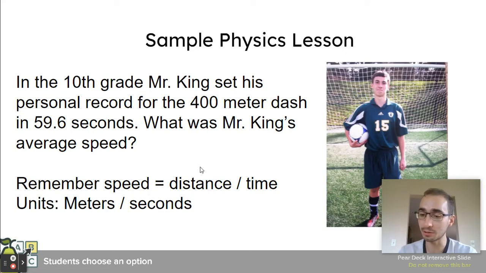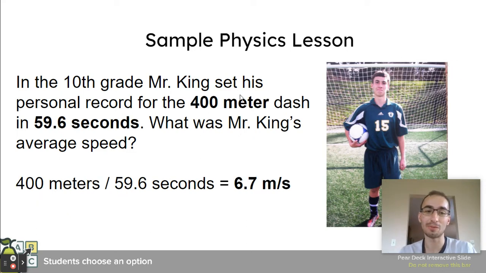Now to compare Usain Bolt to your average Joe. In the 10th grade, Mr. Keene set his personal record for the 400-meter dash in track in 59.6 seconds. What was Mr. Keene's average speed? Remember, speed is distance divided by time. If you put it in your calculator, take the distance divided by time. Yep, that's really me, way back when. I was upset that day because I missed the bus to the practice.